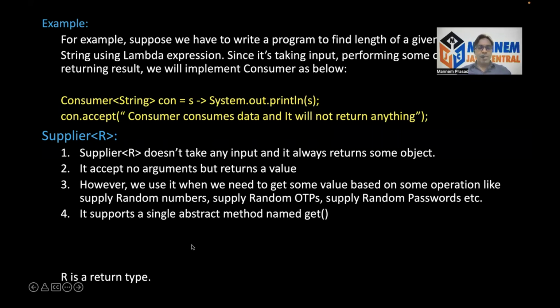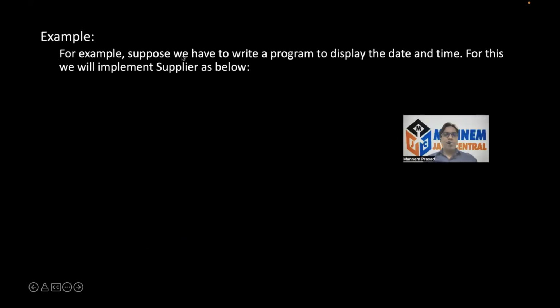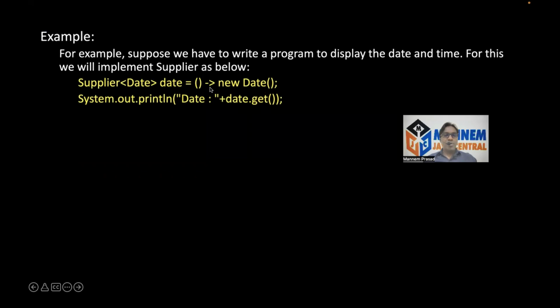So let's see the signature of the supplier functional interface. We have a supplier interface and it has a get method. The get method does not take any input parameters. Rather, it is returning some value. For example, suppose we have to write a program to display the date and time. For this, we will implement supplier as below. See here, I have a lambda expression implementation. I am just giving new date and I need to print this date object. So here supplier is not taking any parameter. Rather, it is giving a date value.